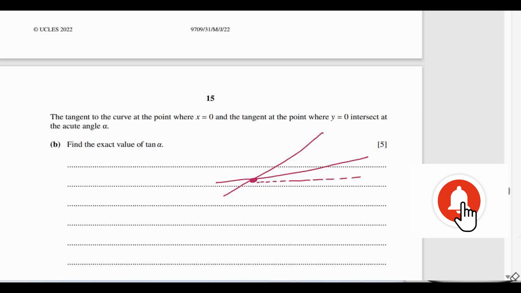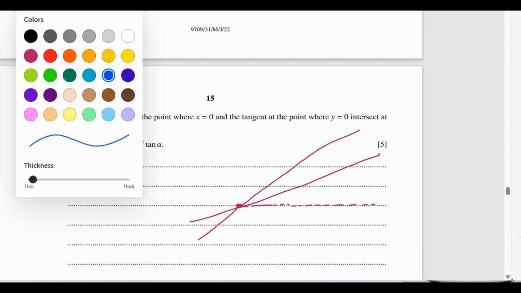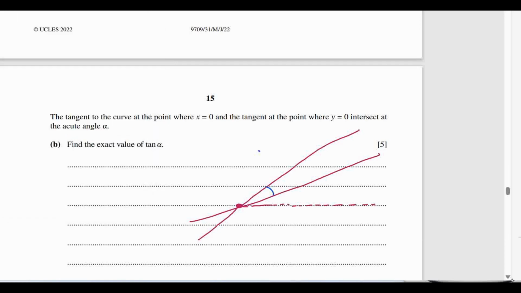Okay, let me draw it clearly so it should be more visible. Let's suppose this is the point of intersection, and this is the first line and this one is the second line. Okay, and this is the horizontal line, sorry. So now the question is that these two intersect at an angle of alpha. Find the exact value of tan alpha.